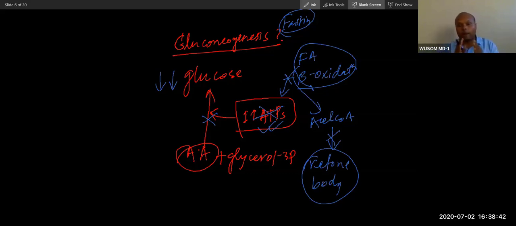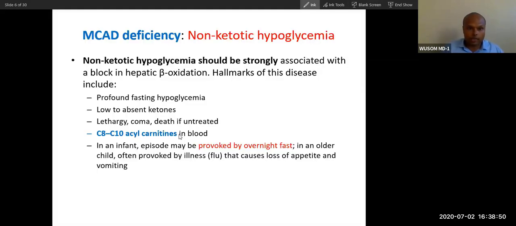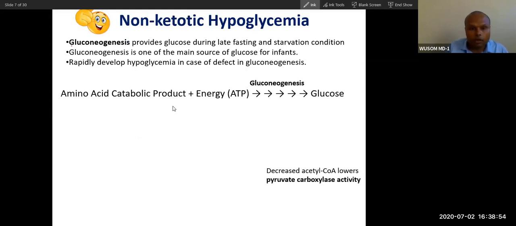What is the cause of hypoglycemia? If ketone body is very less, the cause of hypoglycemia is MCAD deficiency. You can see this from this picture. Amino acid will form glucose if energy is utilized. This process is called gluconeogenesis. This is a very important concept, so you have to remember this. The presentation of MCAD is this, and this is very important.